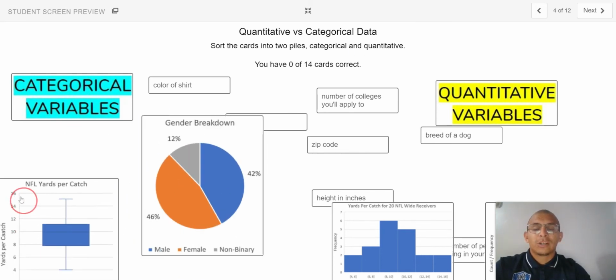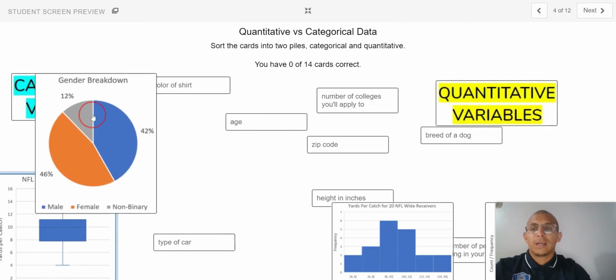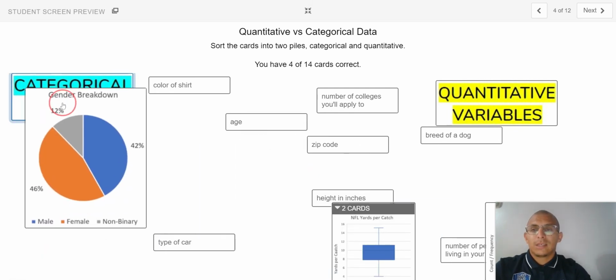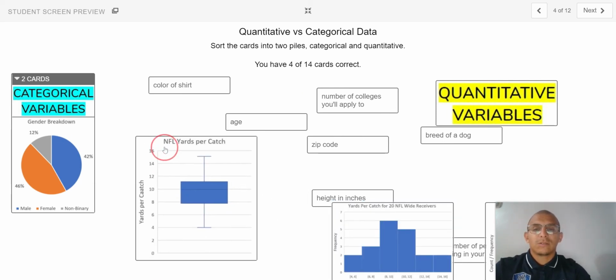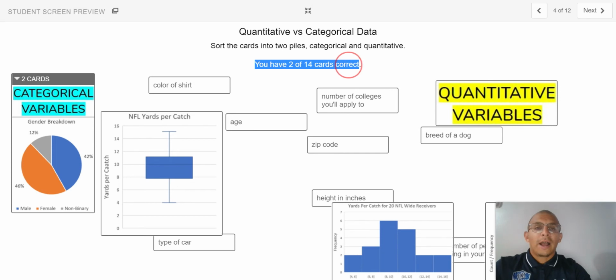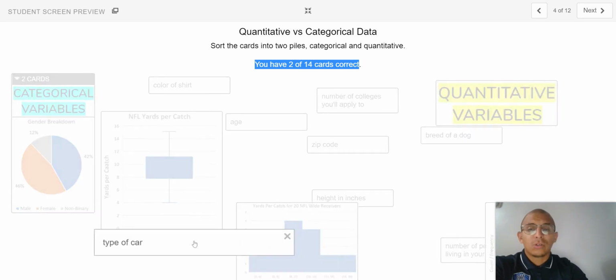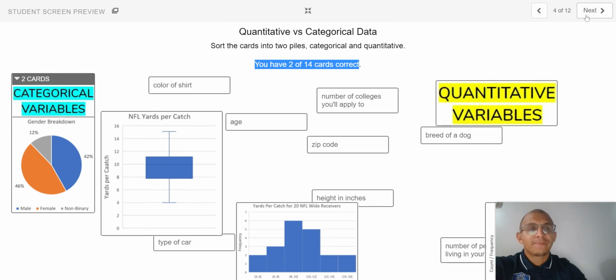As you start to match up your cards, let's take this pie chart for instance, which we stated in the previous slide is a categorical variable. Notice, let's just separate that, right? I have a counter down below that lets you know that you have 2 out of 14 cards correct. So this will help you in attending to precision. If it seems a little bit small, you can select the card and it will magnify its view for you.